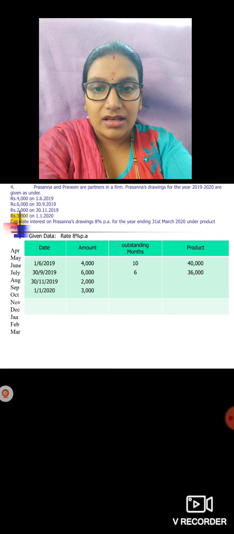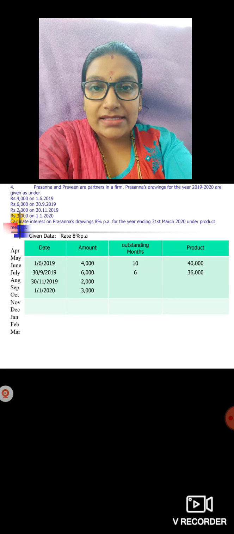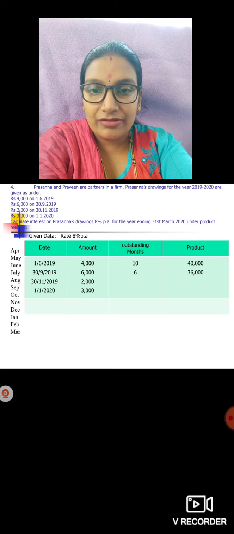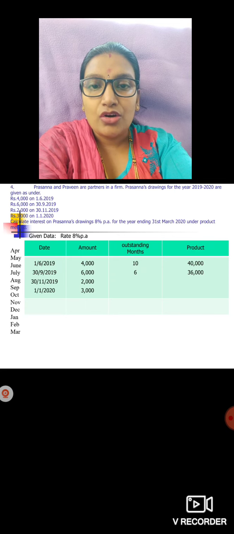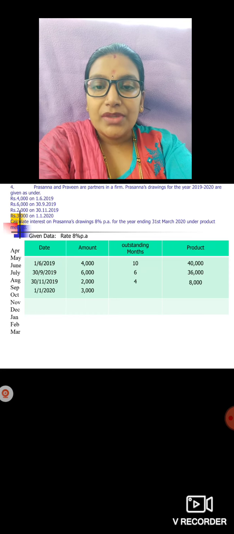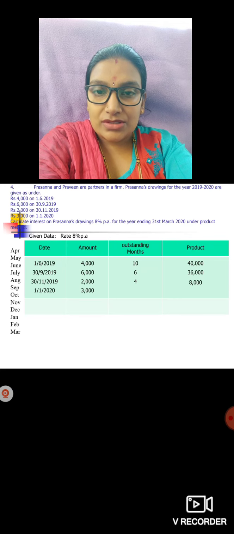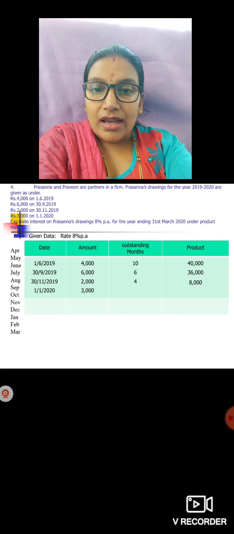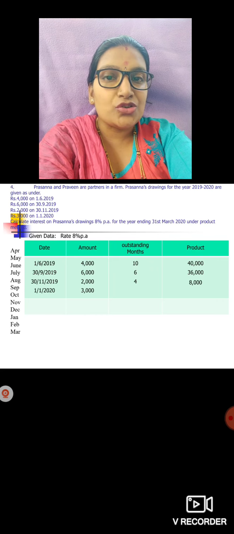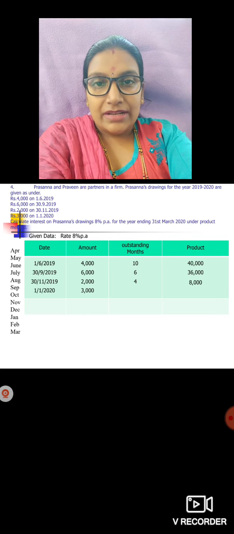Then the next withdrawal is on 30/11, the 30th of November. As it is the last date, you should count from December: December, January, February and March. That is 4 months. So 2,000 into 4 gives 8,000. Then the last withdrawal is on 1/1/2020, 3,000. You count from January, because it is the 1st of January.